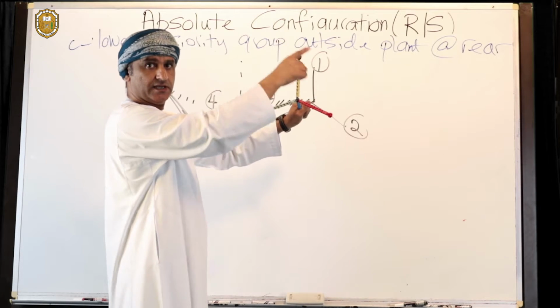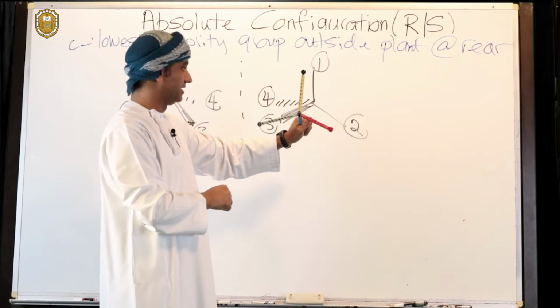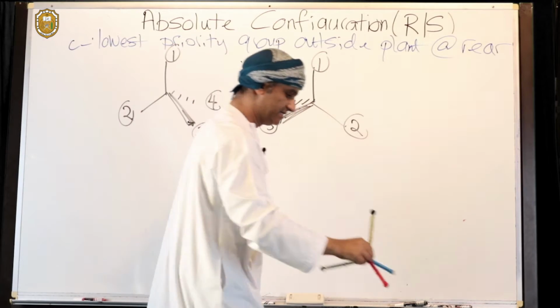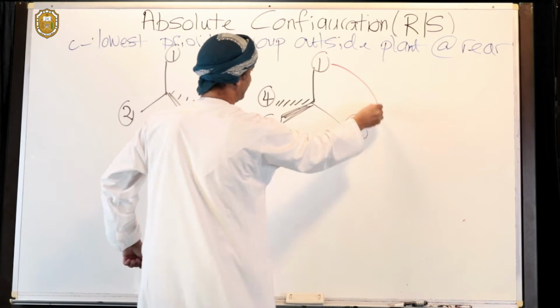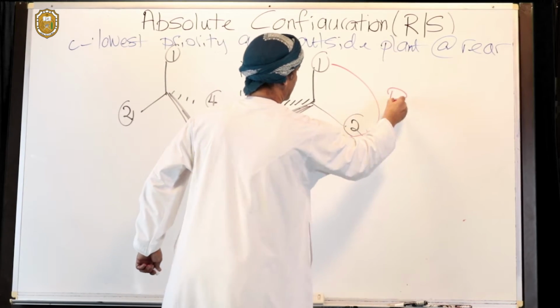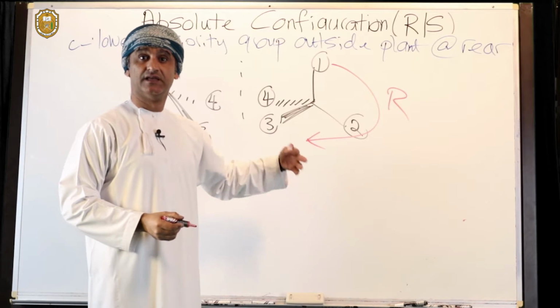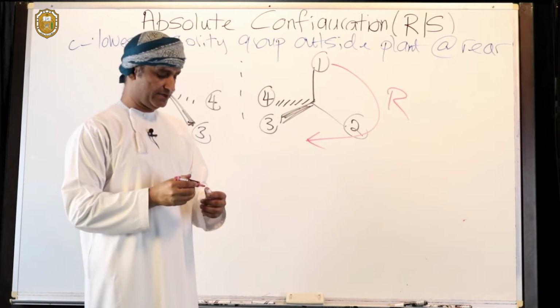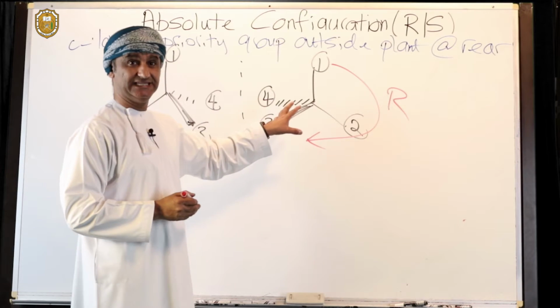So this is easily determined to be R, this configuration here. So this is very easy to do. So the absolute configuration in this case is actually R. That's easy because the lowest priority group is already behind. This is the easiest, so there isn't that much work, if you like, to be done. This is easy to do.